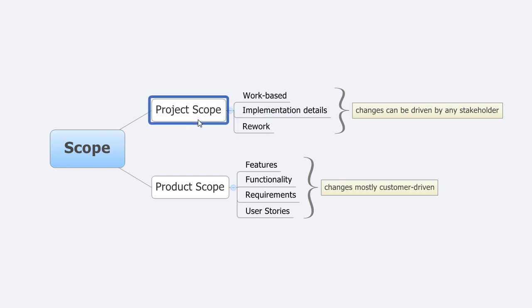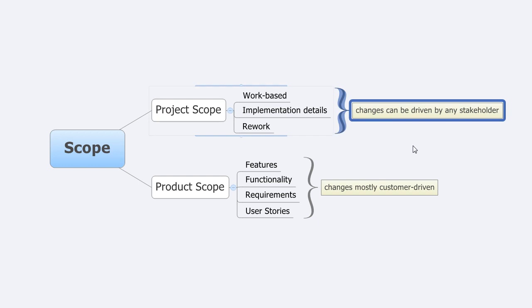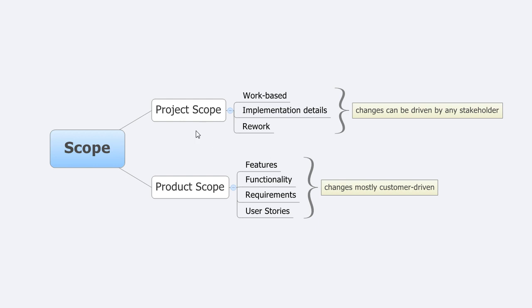Whereas the changes to the project scope can be driven by anyone. This is gold plating. This is choosing a different way to do the actual implementation that's going to be twice as long, twice as much work to implement as another. You would have doubled your project scope with your product scope being exactly the same.